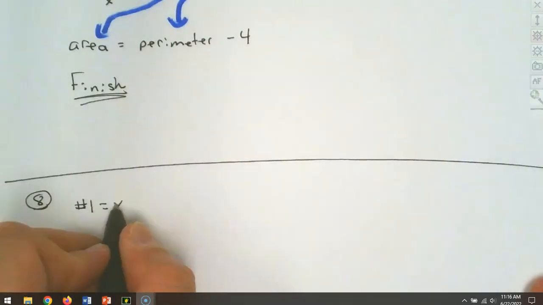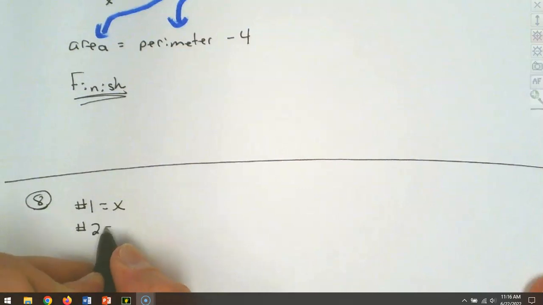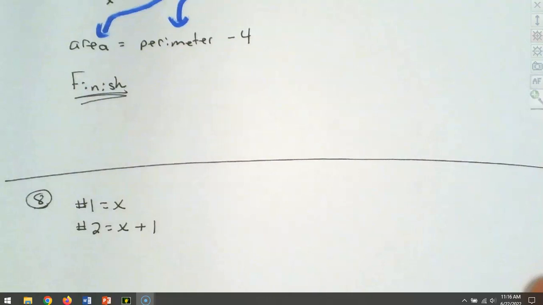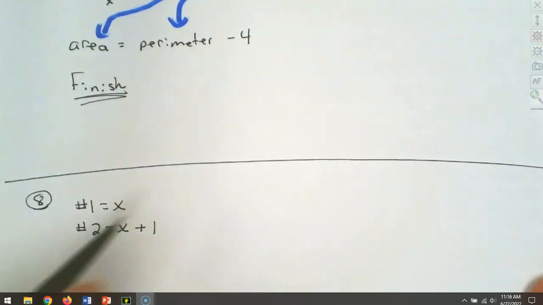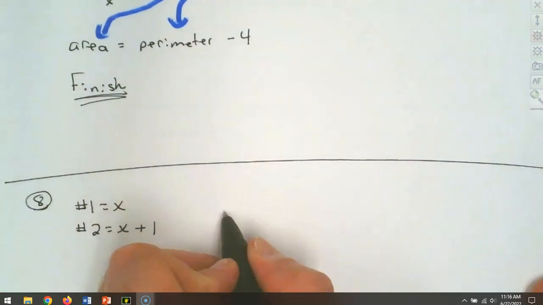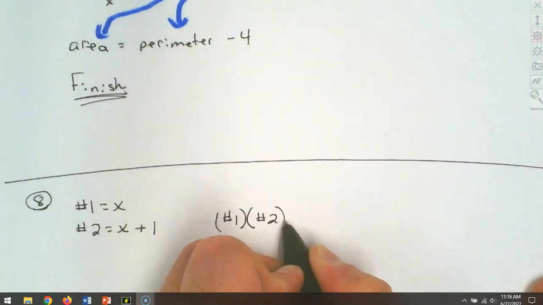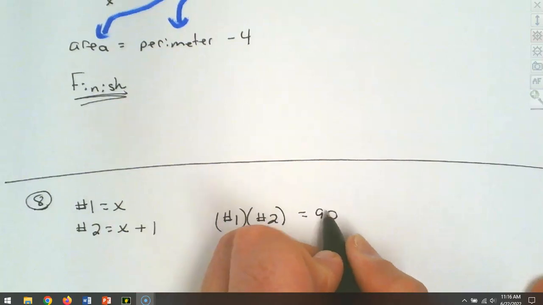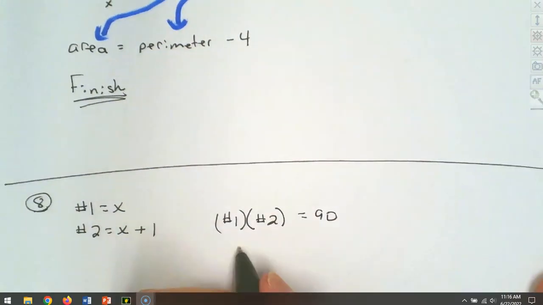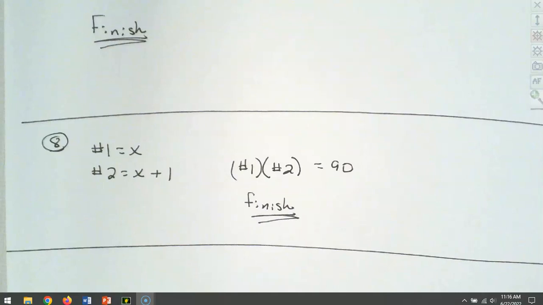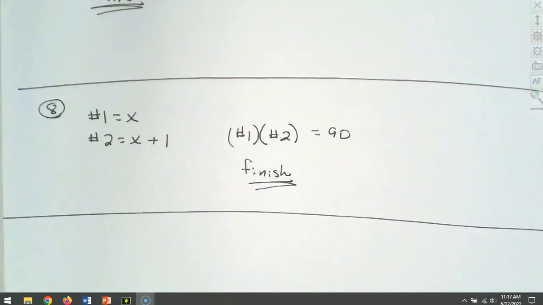So the first number is x. Second number is x plus 1. And what do we want? We want the product to be 90. So that means the first number times the second number has to give you 90. And I think you can finish it from here. There's nothing much left of that one. That one's really easy. Just plug the values in, set it to 0, and factor.